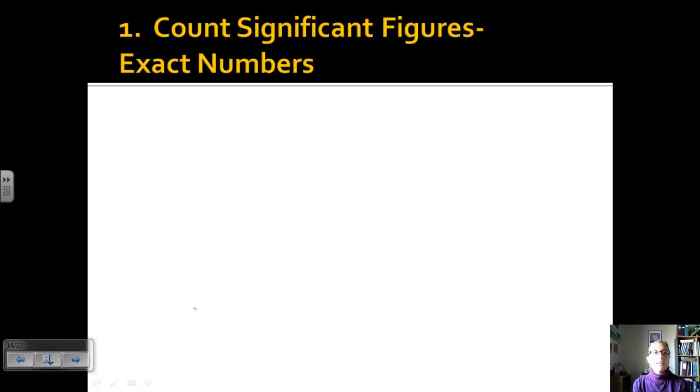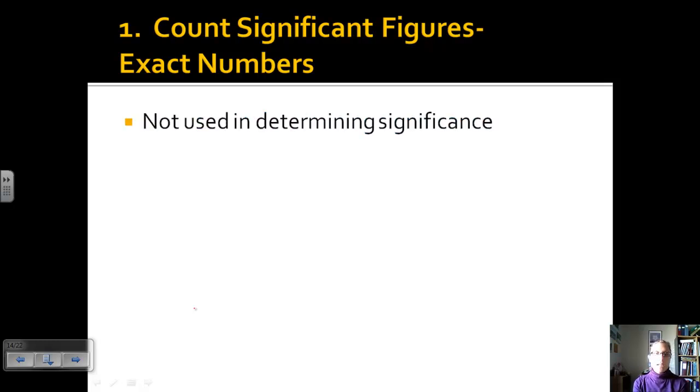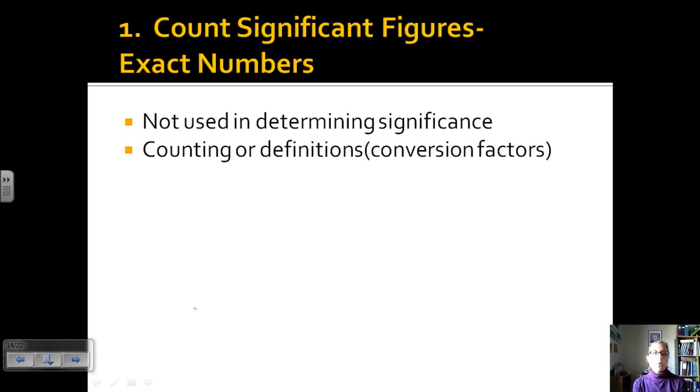Okay, our last category for counting significant figures are exact numbers. Now, these are not used in determining significance at all, so we would say 0 significant figures or does not apply. And these are either counting numbers or definitions, which we're going to call conversion factors, which we will talk about in a little bit.